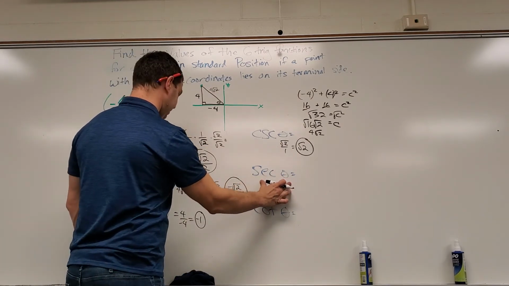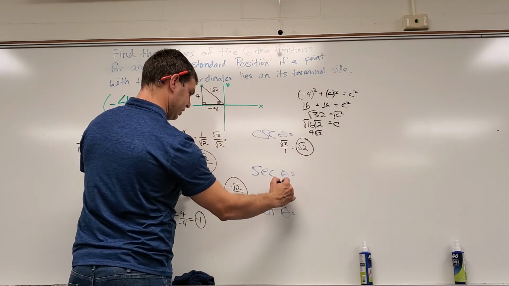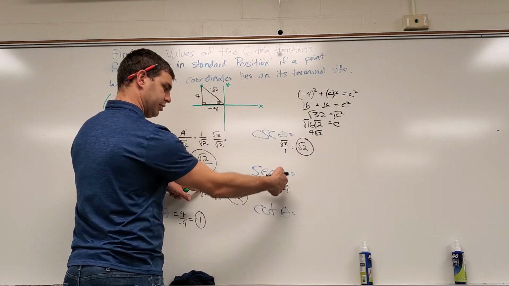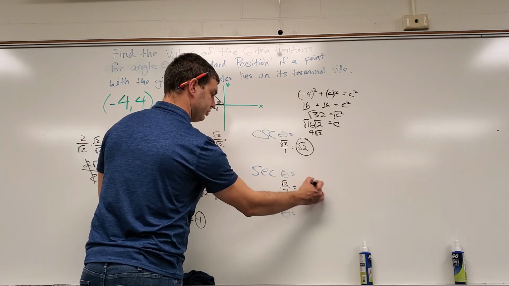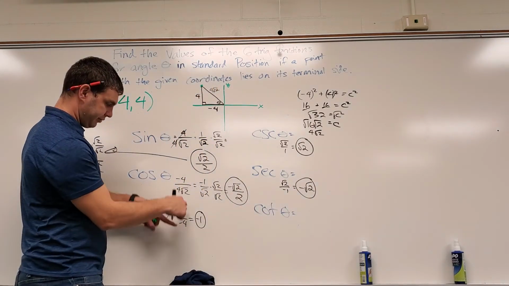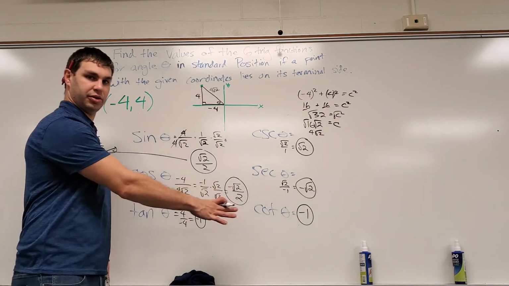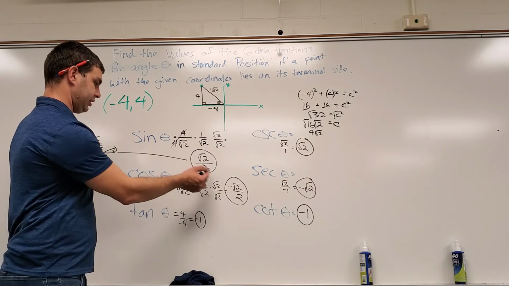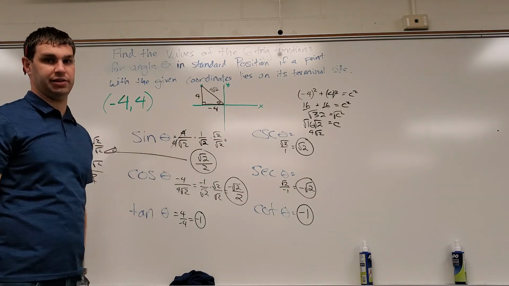Same thing with secant. Back here, if I think of this as flipped, now it's the square root of 2 over -1. Anything divided by -1 just makes it negative, so this is going to be negative square root of 2. And then lastly, cotangent. -4 over +4 is still -1, so that one stays -1, both cotangent and tangent. And therefore we solved all 6, 1, 2, 3, 4, 5, 6 of our trig functions given our point -4, 4.